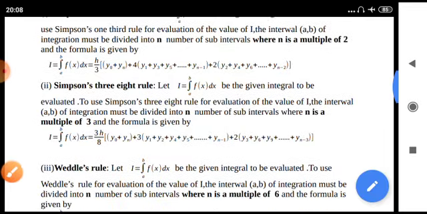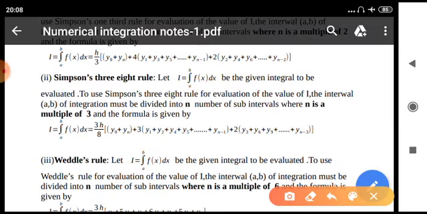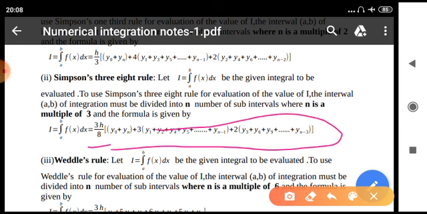And Simpson's 3/8 rule is given by I equal to 3h by 8 multiplied by y0 plus yn plus 3 times y1 plus y2 plus y4 plus y5 plus y7 plus y8, and it continues till yn minus 1, plus 2 times y3 plus y6 plus y9, and it continues till yn minus 3. Again, students, you have to remember this formula to work out the problems.